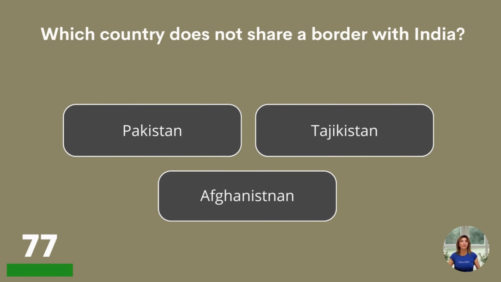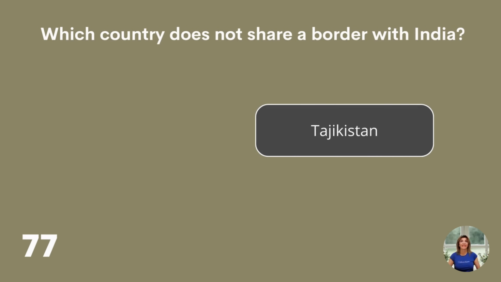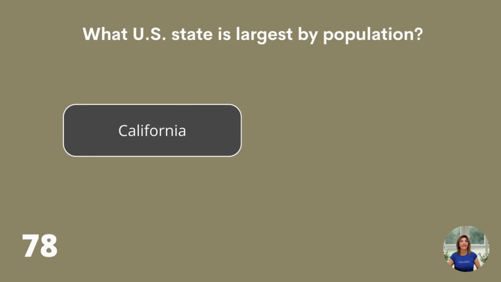Which country does not share a border with India? Pakistan, Tajikistan, or Afghanistan? Tajikistan. What U.S. state is the largest by population? California, New York, or Texas? California.